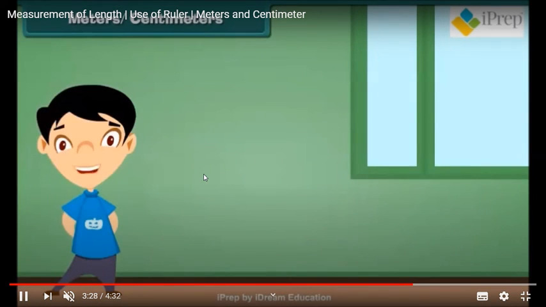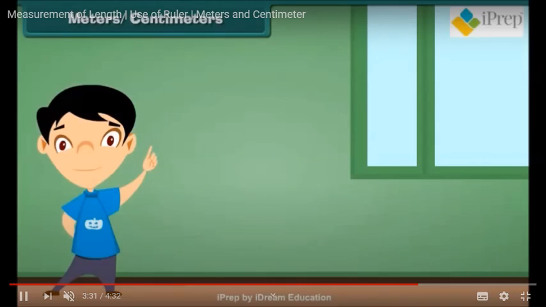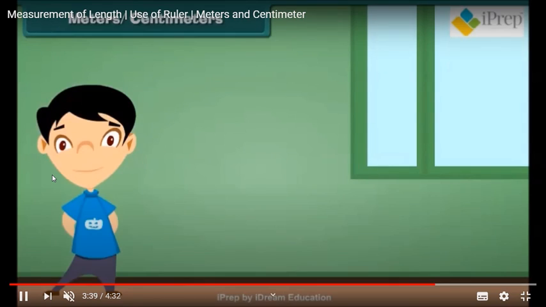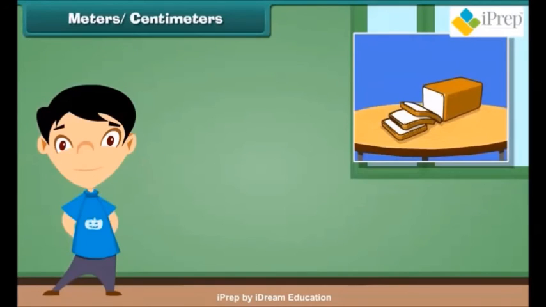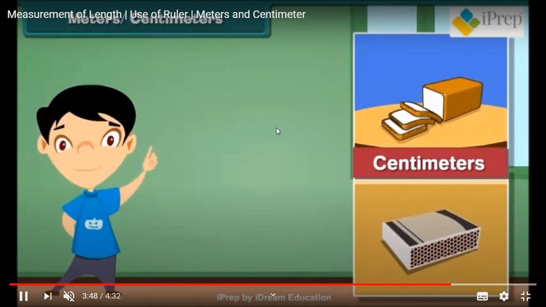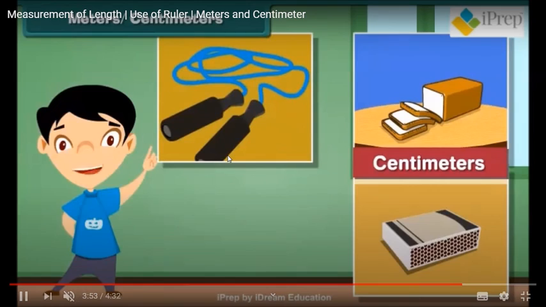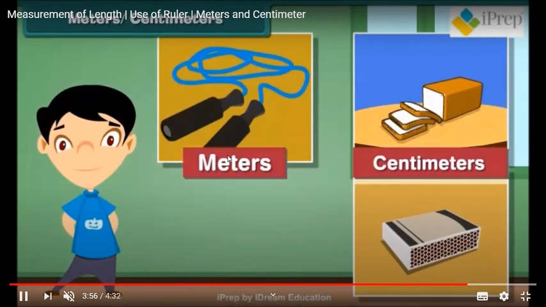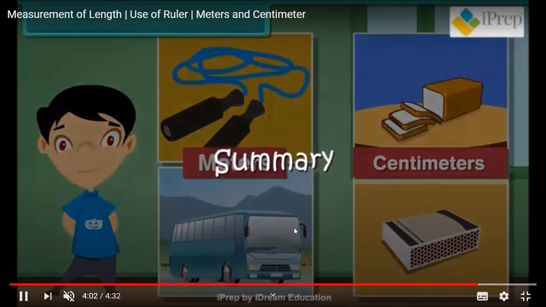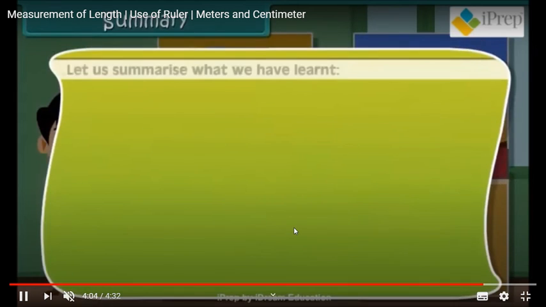Let us compare the length of various things. Some of the objects have length in meters, while some of them are so small they are measured in centimeter only, like bread and matchbox. The length of this skipping rope is in meter, and the length of a bus is also in meter.